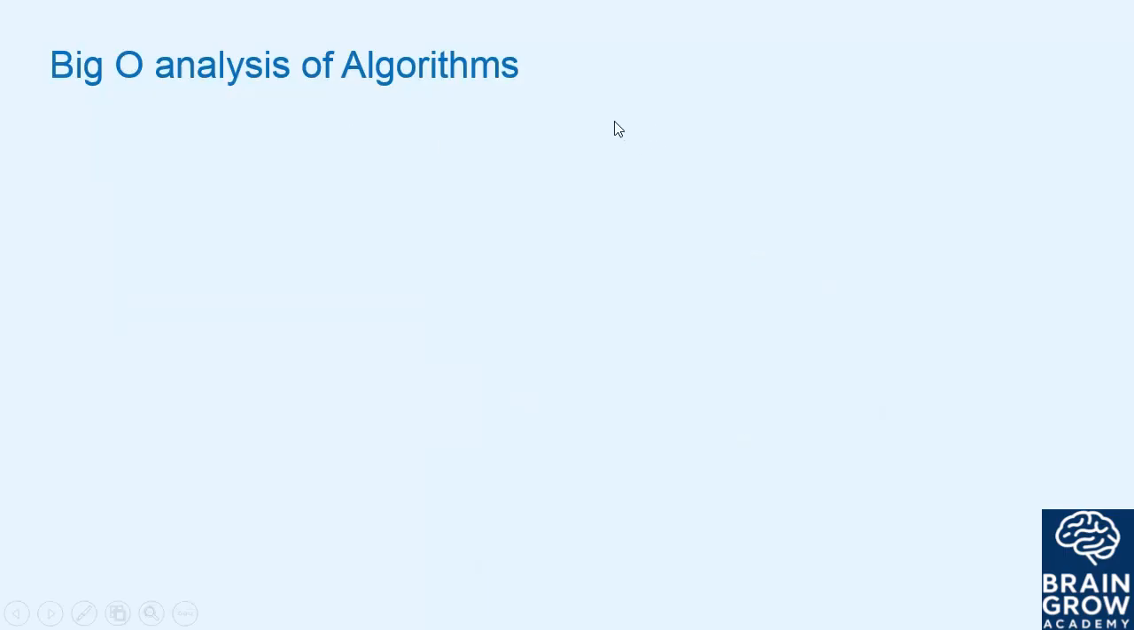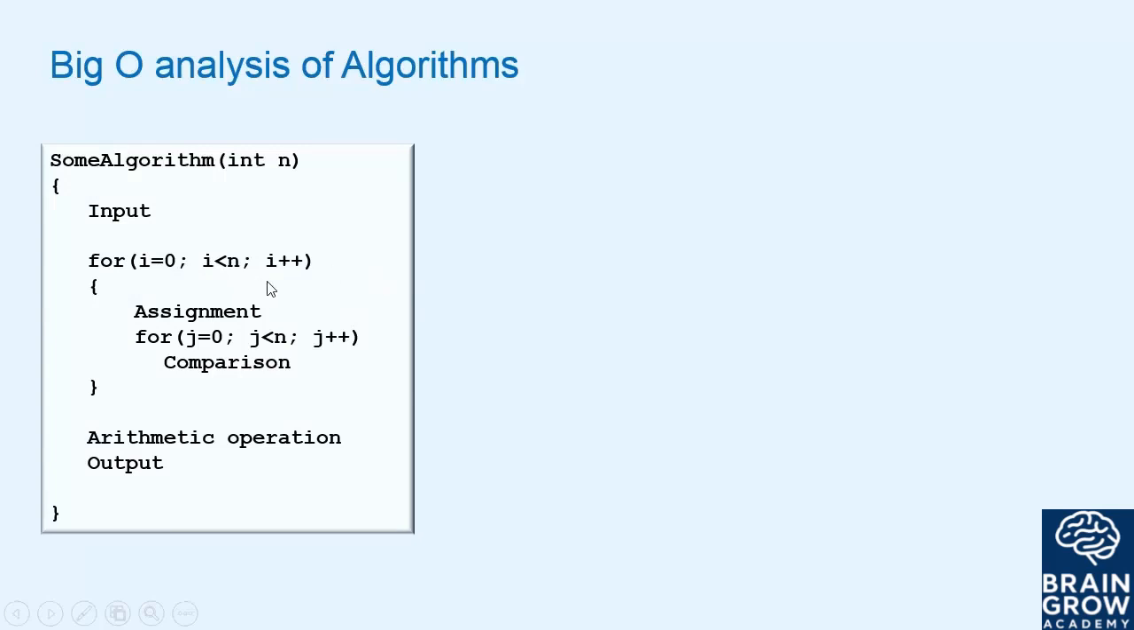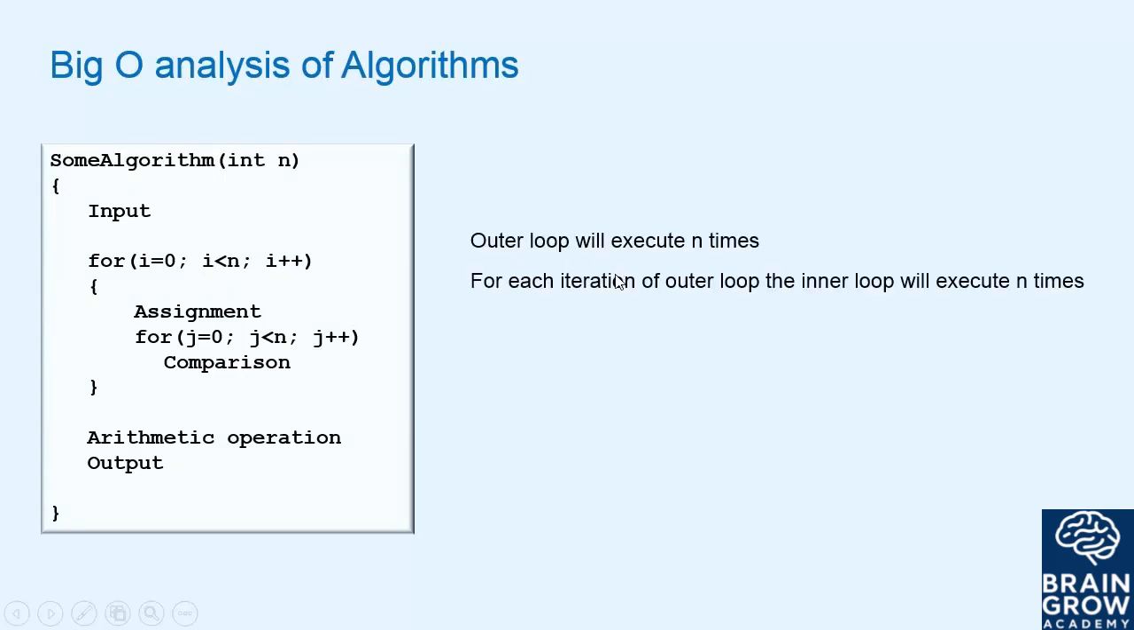Now we'll consider nested loops. When we have nested loops, we'll be interested in knowing how many times the innermost loop executes, because the iterations of innermost loop will always be more than those of outer loops. Now in this algorithm, this outer loop executes n times. And for each iteration of this outer loop, this inner loop executes n times. So the total number of times this inner loop executes is equal to n square.